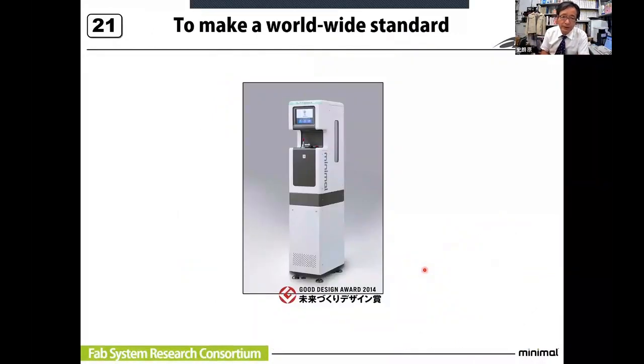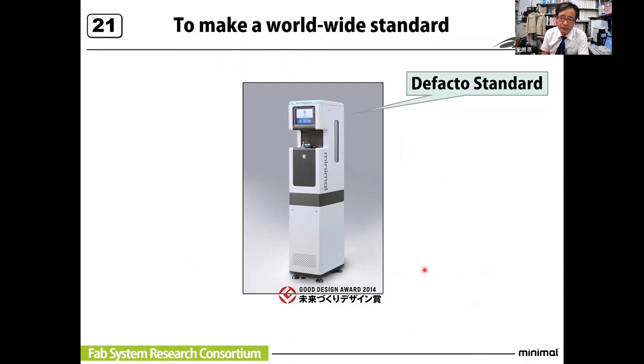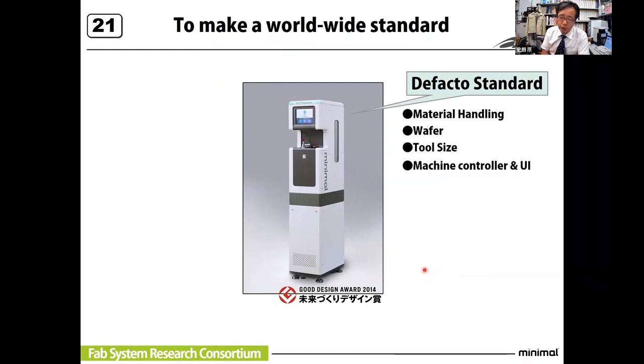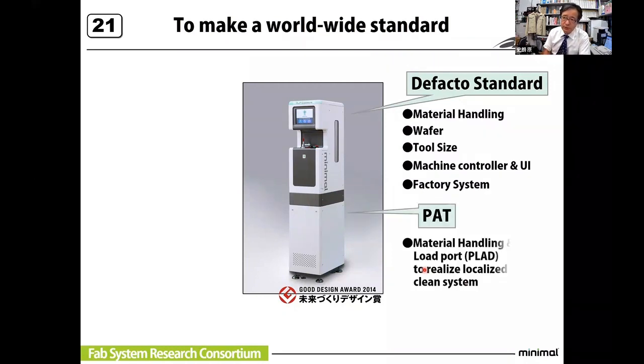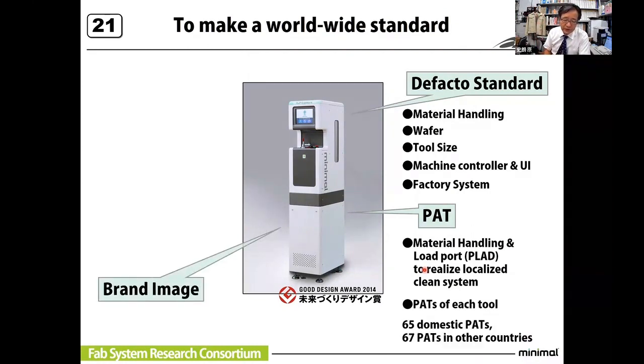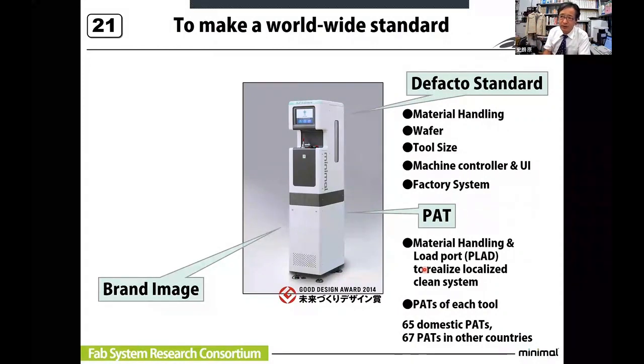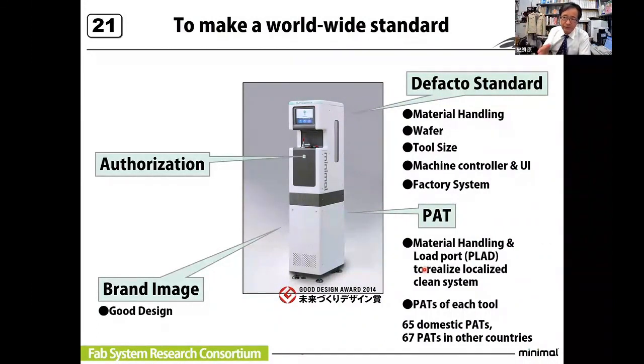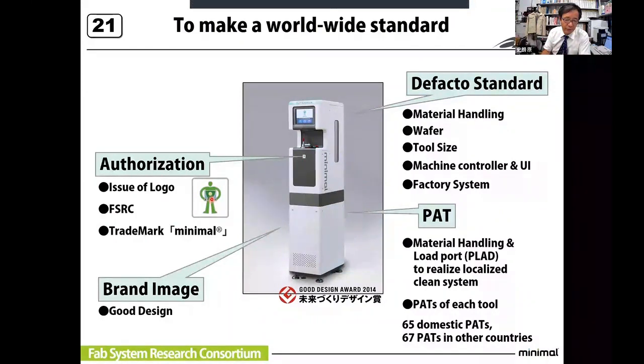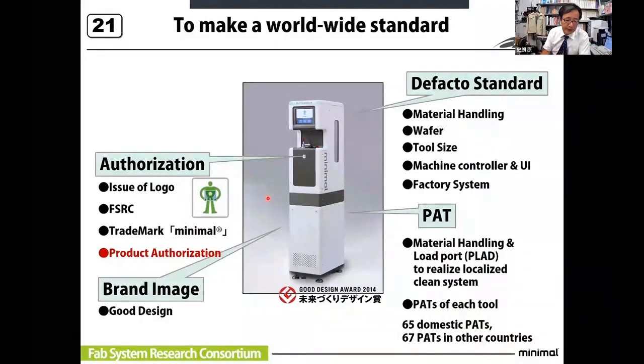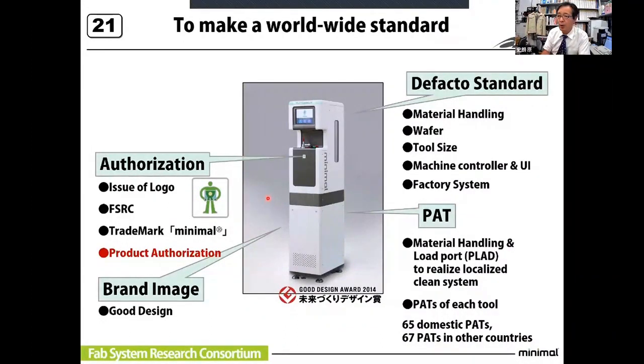And also we have to make a worldwide standard. So we have to make de facto standards for material handling, wafer, tool size, machine control and UI, and factory system. And we have to make many inventions, of course. The brand image is also important, so we have to design this kind of nice style. And another important thing is to make a logo for this machine, and we did production authorization to protect our minimal fab standard.